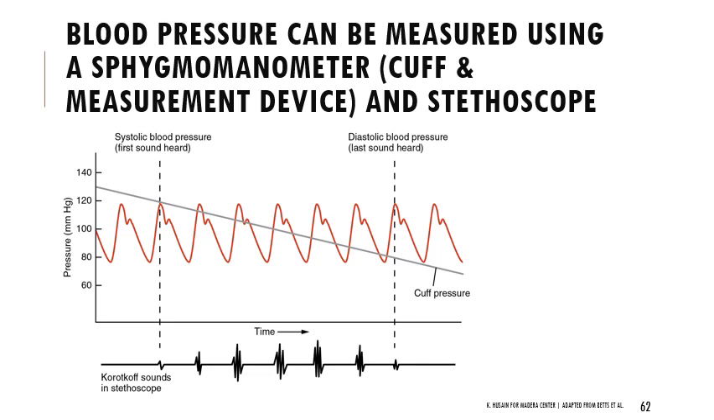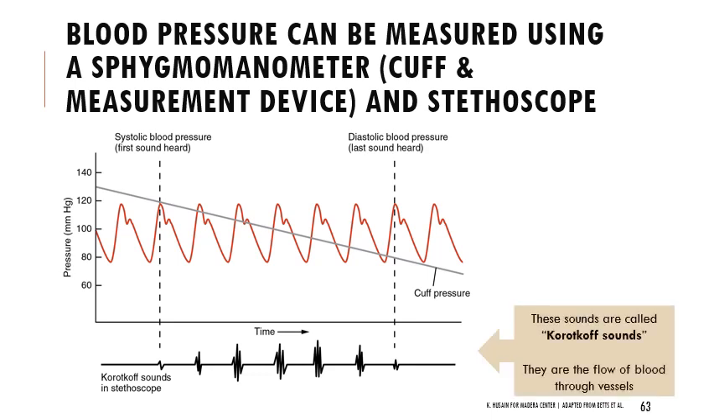So basically, you're going from the time when you cut off blood flow and can hear sounds to when blood flow resumes and you can't hear sounds anymore. So the sounds that you're hearing are called Korotkoff sounds. And so they represent the flow of blood through vessels.